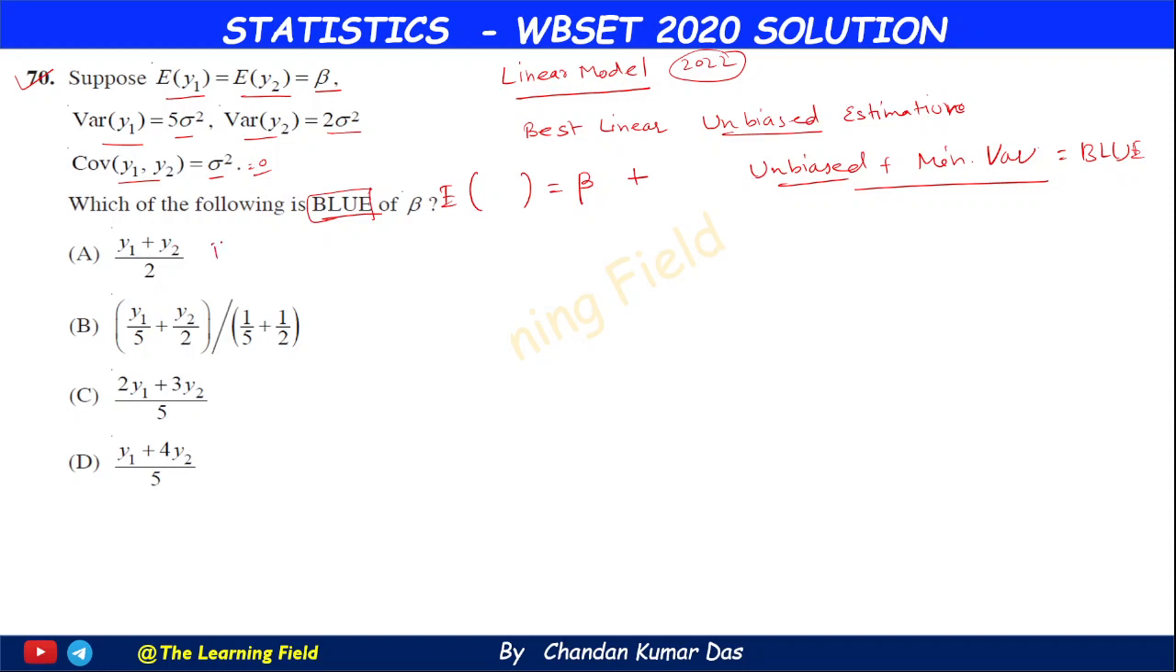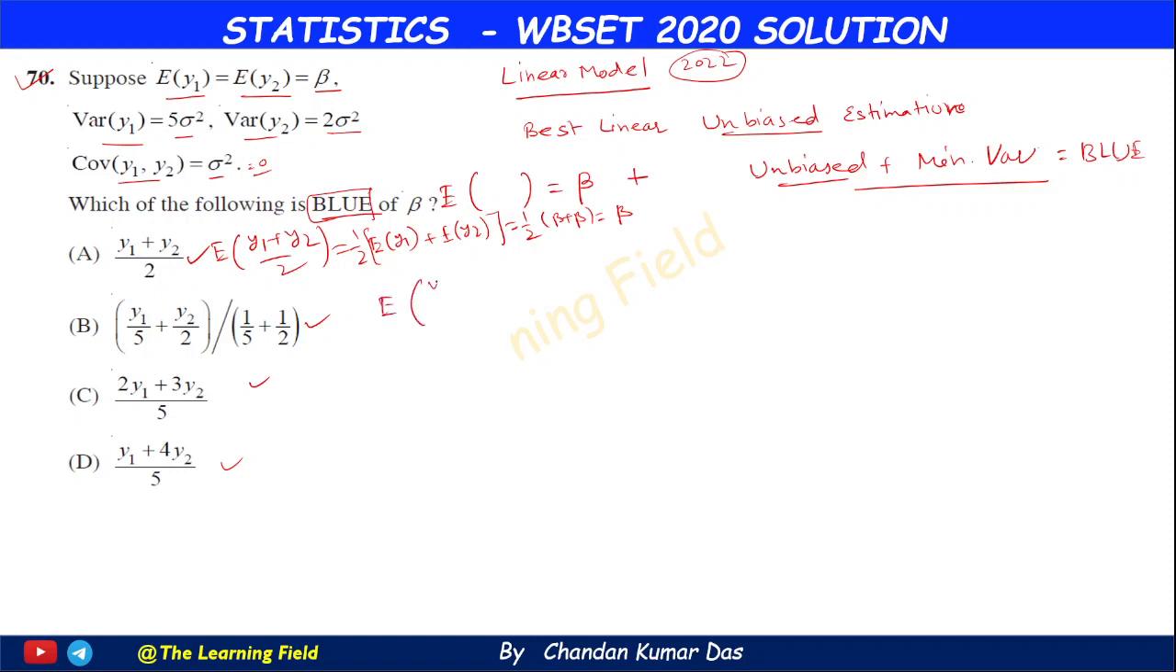Okay, so if we calculate the expectation of (y1 plus y2) by 2, this is equal to 1 by 2. Since this satisfies the linearity property, we can write expectation of y1 plus expectation of y2, and this is simply 1 by 2 into (beta plus beta), which is equal to beta. That means this is unbiased. Similarly, if we check the others, you can easily see that all four options are unbiased estimators. Okay, so now we have to find the minimum variance, so we first calculate the variances of the corresponding options.